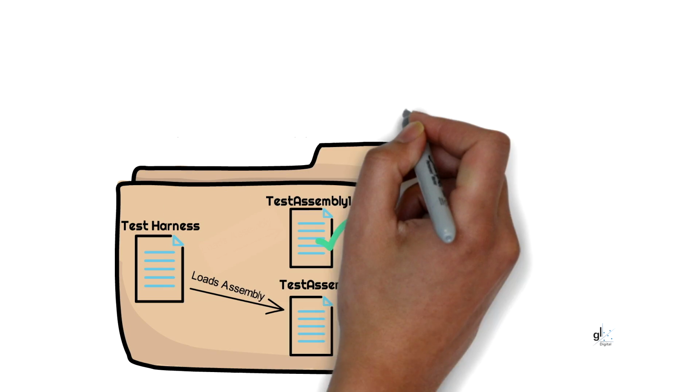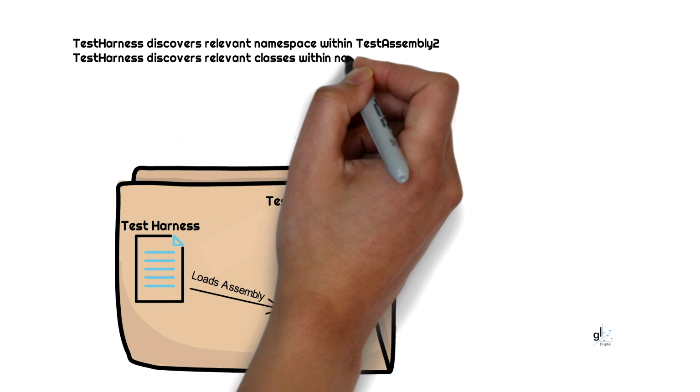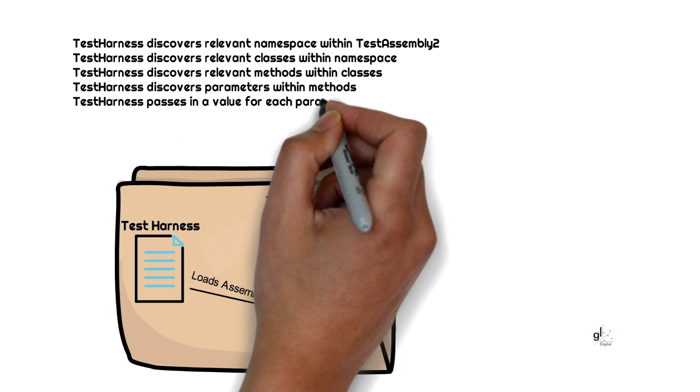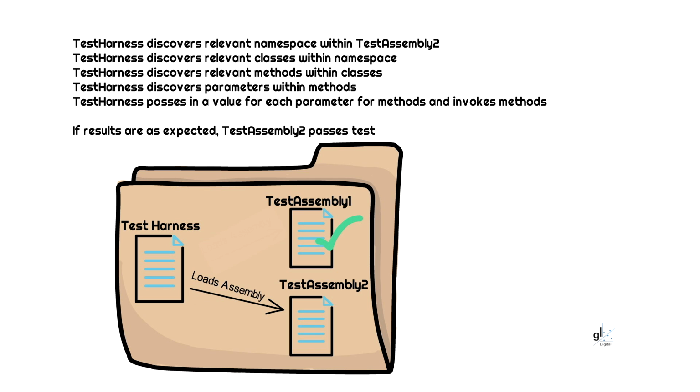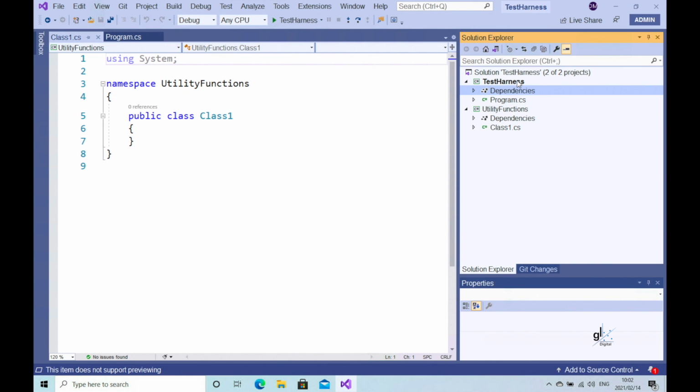But we will simplify this example and focus on classes within a particular namespace within one target assembly. Our target assembly in this case will be the Utility Functions assembly. If this doesn't make sense to you at the moment, please bear with me, and this will become clearer as we progress with creating this code example.